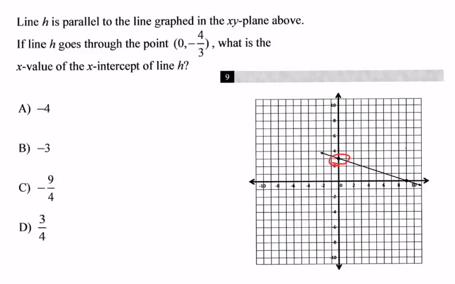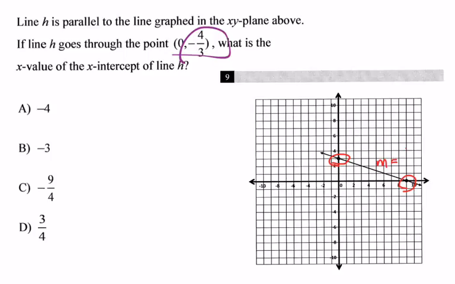All right, so here h is parallel to the line that's graphed already. And then h happened to go through (0, -3), which is in fact the y-intercept here. What is the x value of the x-intercept of the line h? But here, before we continue, you have to realize the slope. Y-intercept is 3 and x-intercept is 9.